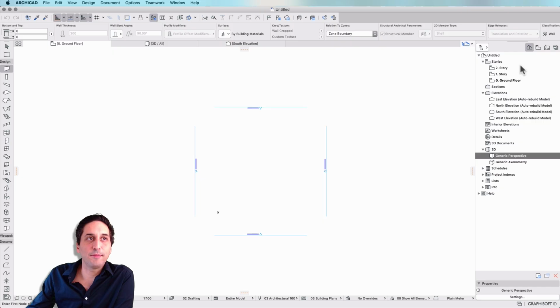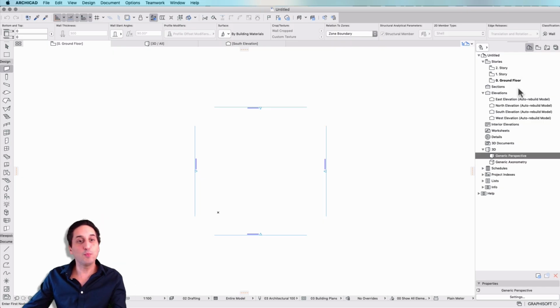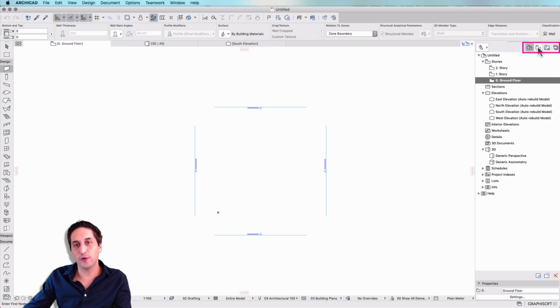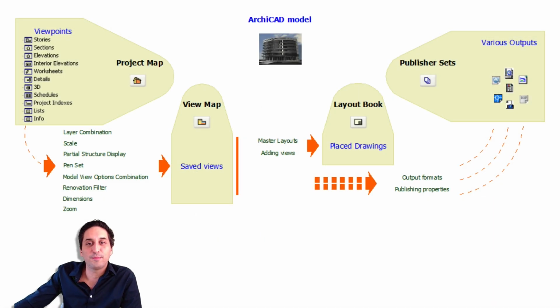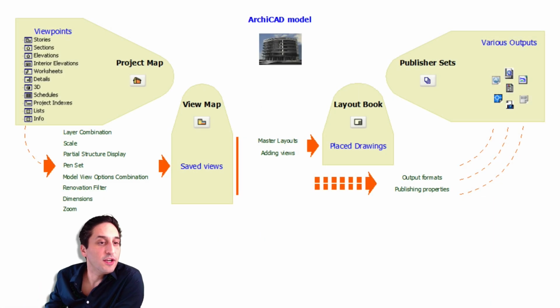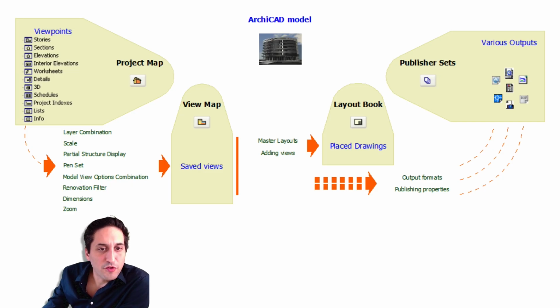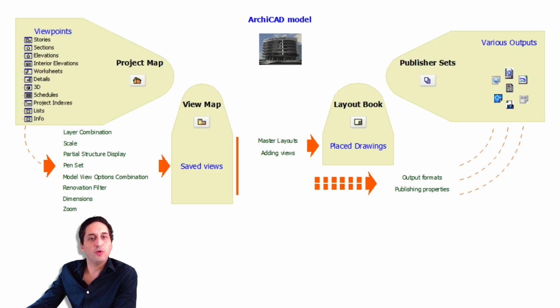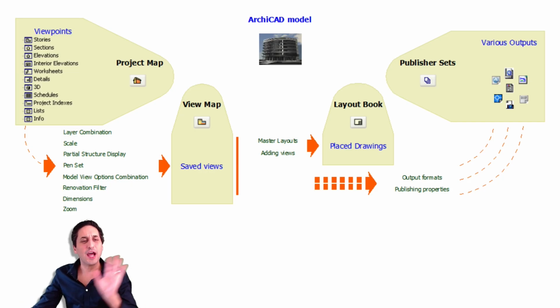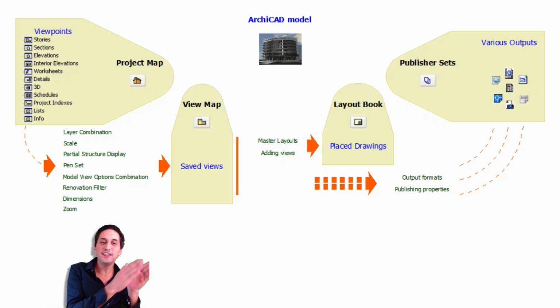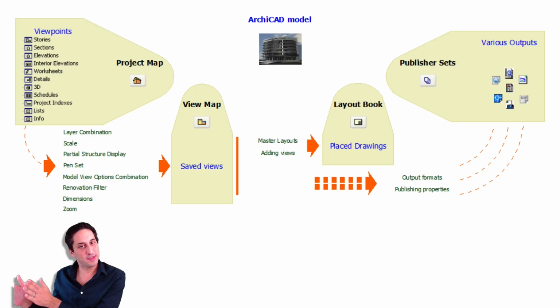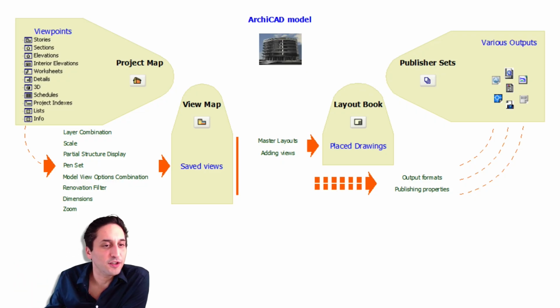For example, the way to move around is to work with these four buttons right here, which are the most essential ones to follow any instruction in any tutorial that has to do with Archicad. We have the project map, the view map, the layout book, and the publisher. It looks complicated, and now we're just going to cover half of it. But it's important that you understand how to move from modeling something to exporting that same thing at the other end. So let's start with the project map.